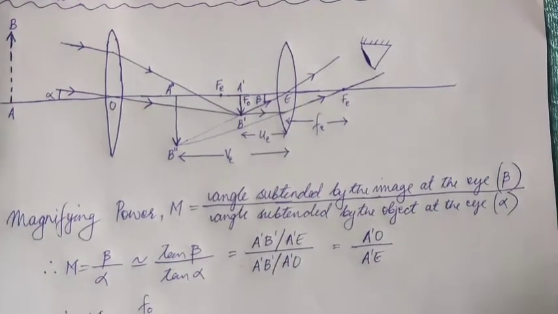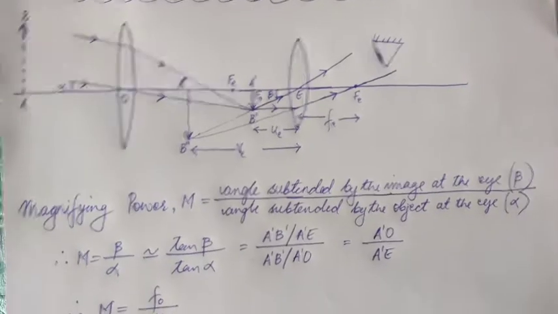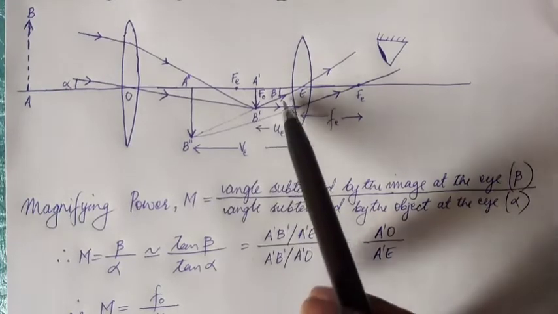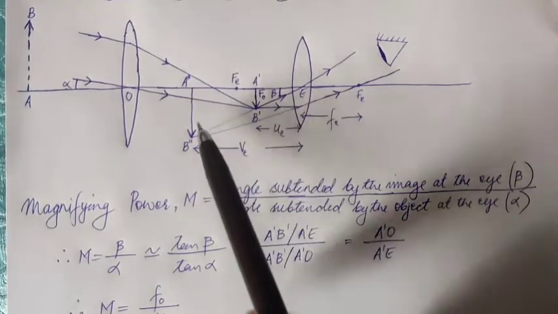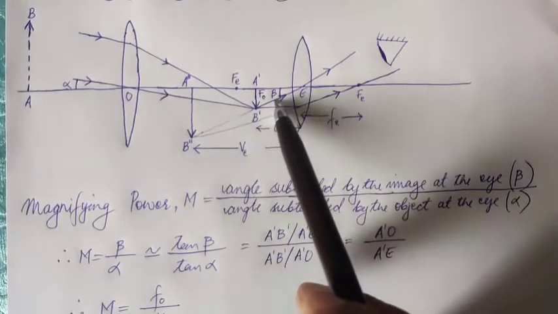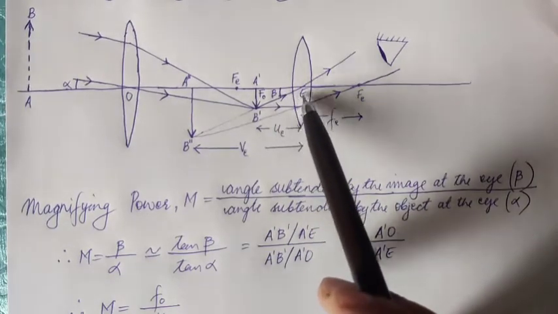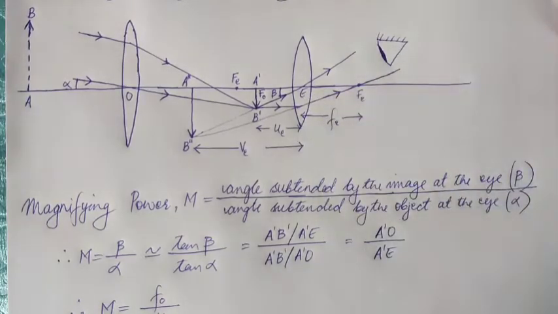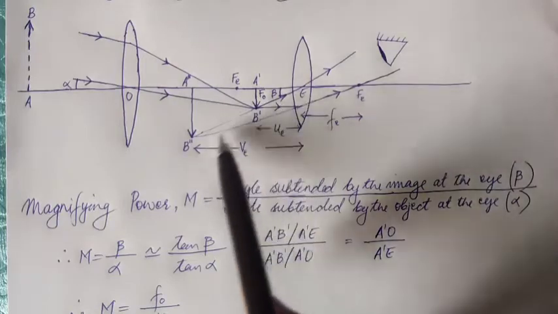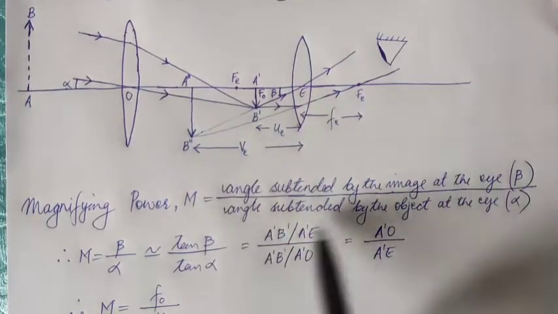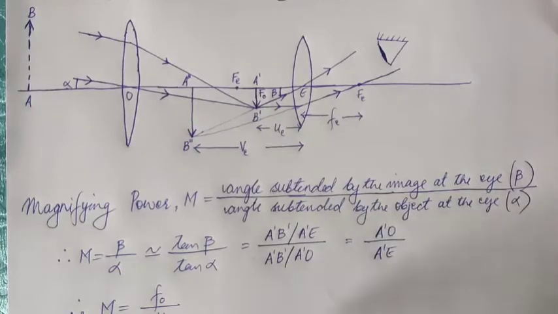Now we need to calculate the magnifying power. Magnifying power M, by definition, is the ratio of the angle subtended by the image at the eye, which you see is beta over here. A double dash B double dash, our final image, subtends an angle beta at the eyepiece or at the eye, since the eye and the eyepiece are very close to each other. So beta is the angle formed by the final image at the eye, divided by the angle subtended by the object at the eye.